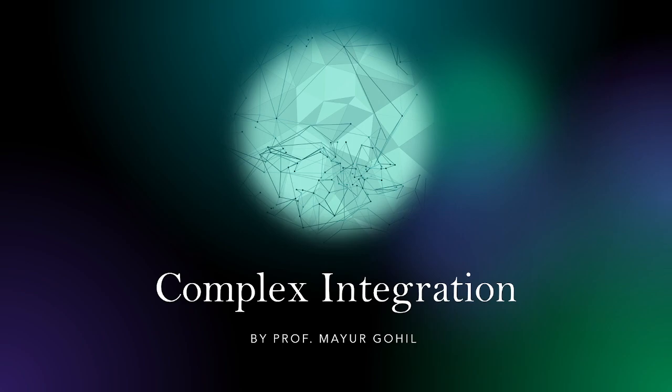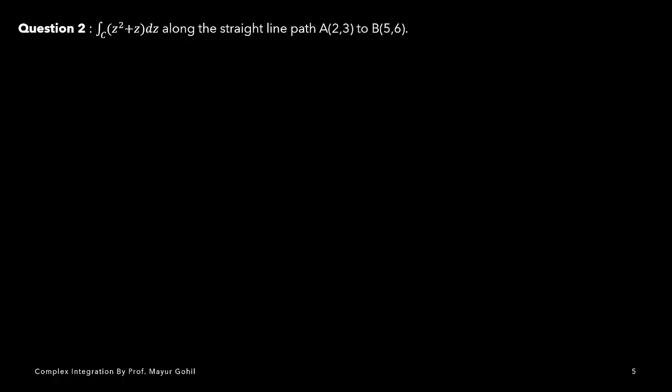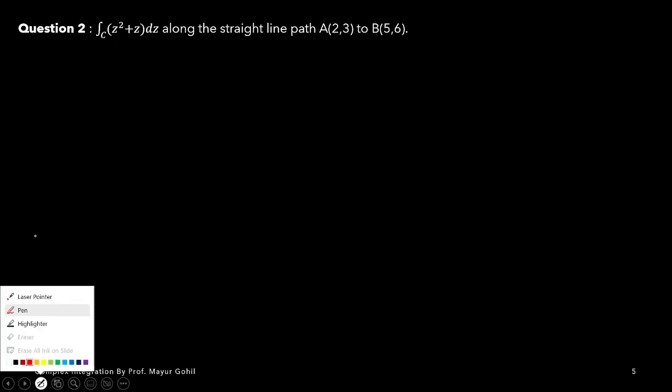I'm Mayur Gohil. Let us take up another example on complex integration where we are asked to evaluate the following function: integral over C of z squared plus z dz along the straight line path where A is (2, 3) to B is (5, 6). That is what has been given to us. So now let us see how to handle this.